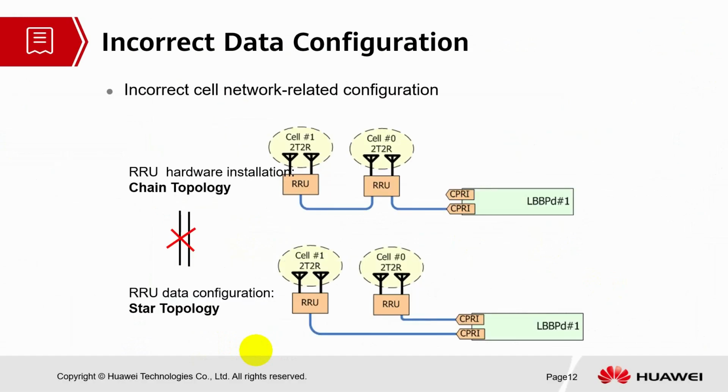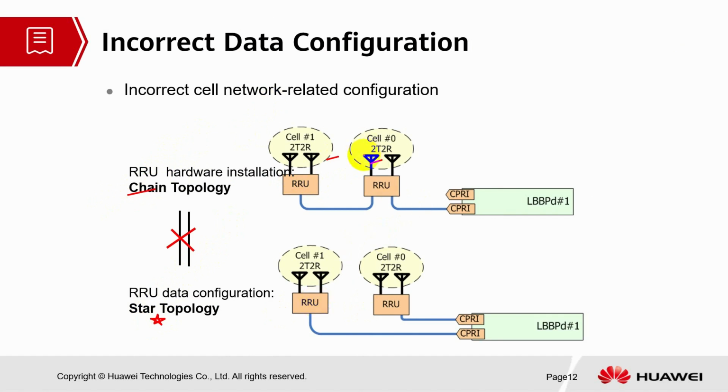Next, let's look into the incorrect cell network related configuration. This is more related to the actual topology. For example, the RRU hardware installation is chain topology. The one they have installed here is chain topology. It could actually be supposed to be a star topology instead. So the site and the remote are not the same.